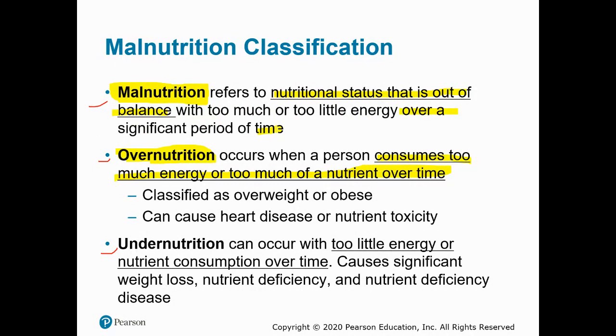Really, we're talking weeks or months in this case, and certainly years too, but a minimum of probably 3 weeks to a month to be able to classify malnutrition or overnutrition, and the same with undernutrition. So undernutrition just means the opposite of over, right? So it's too little energy or too little of a nutrient consumed over time. This could lead to weight loss, nutrient deficiency, or a nutrient deficiency disease like osteoporosis. Whereas overnutrition can lead to overweight or obesity, or something like heart disease with too much sodium, or nutrient toxicity, like if we had too much of vitamin E, for example, or vitamin D, which are fat-soluble vitamins.